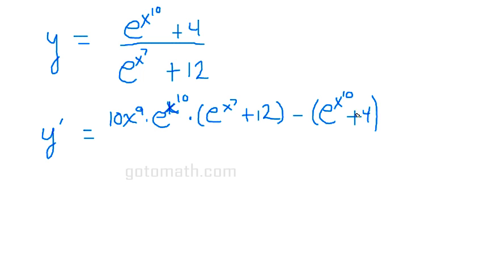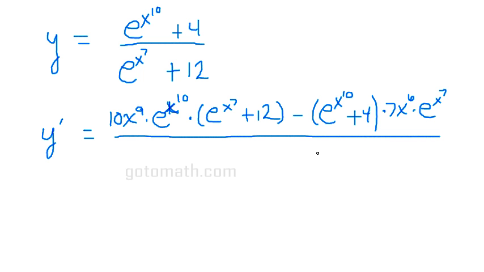Okay, we rewrote the top, and now we're going to take the derivative of the bottom, and that means we're going to take the derivative of x to the 7th. So we get 7x to the 6th, and then we just rewrite e to the x to the 7th, right? And then of course the derivative of 12 is 0, so we don't have to do anything there. And this is all over e to the x to the 7th plus 12, and the whole thing is squared. The whole thing in the denominator is squared anyway.